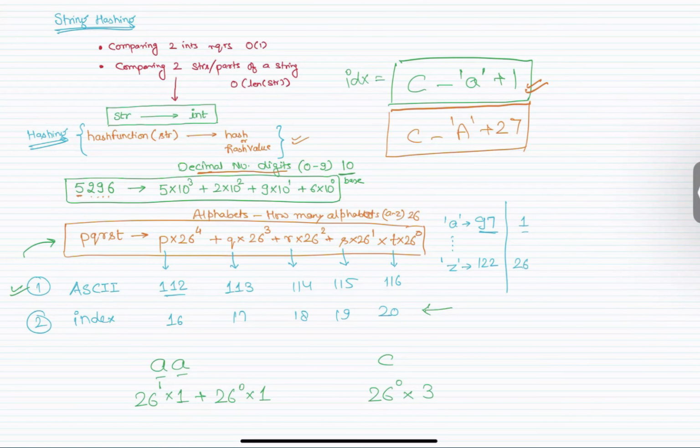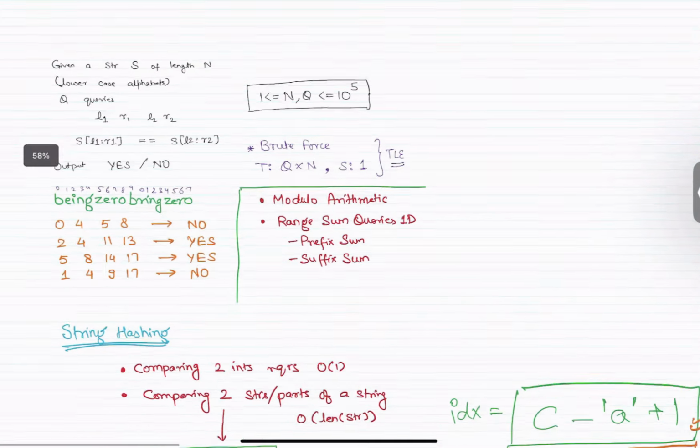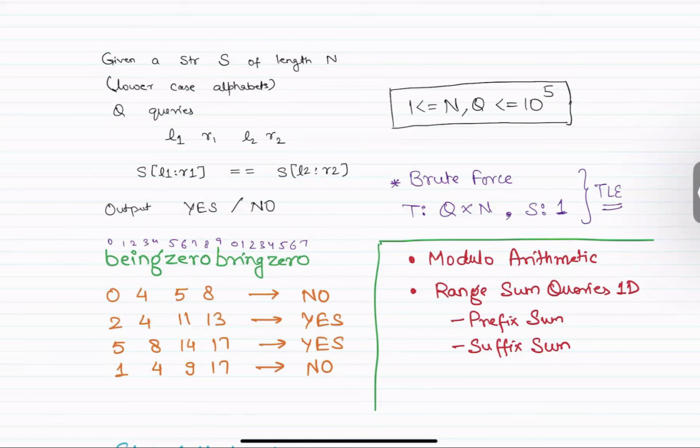So we got some way using which we can hash any string into an integer. So this looks to be a good hash function. But if we apply this hash function and try to solve this problem, I just want to ask you, if my string is of length 10 to the power 5, what do you think can be the maximum hash value?